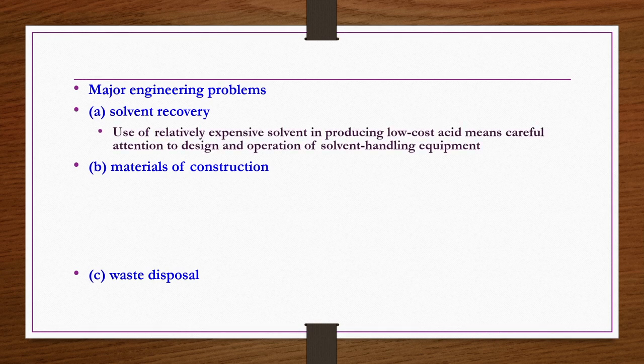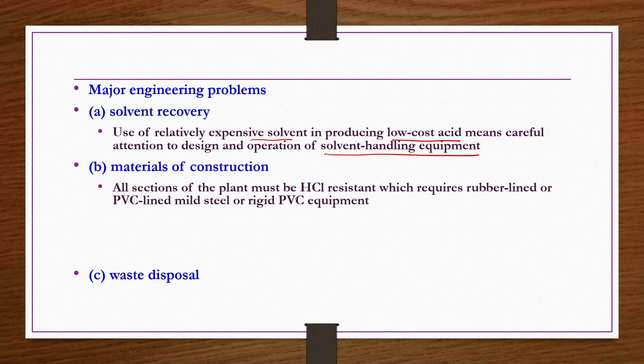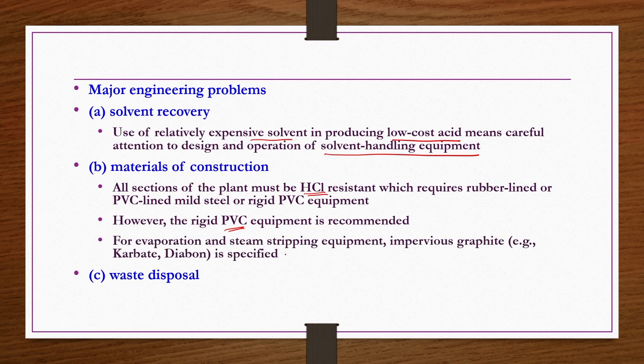Under solvent recovery, use of relatively expensive solvent in producing low cost acid means careful attention to design and operation of solvent handling equipment is required. Materials of construction, all sections of the plant must be HCl resistant, which requires rubber lined or PVC lined mild steel or rigid PVC equipment. However, rigid PVC equipment is recommended. For evaporation and steam stripping equipment, impervious graphite is specified.